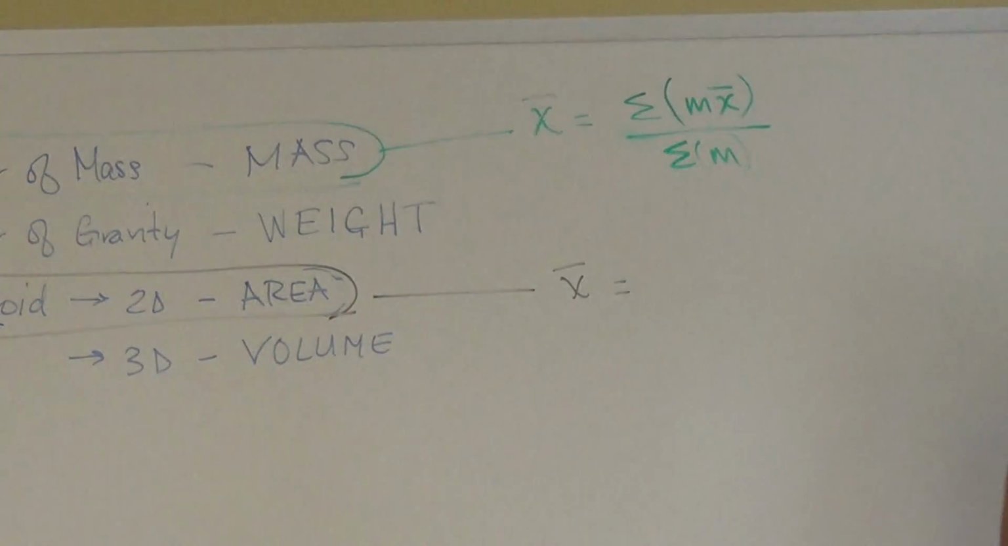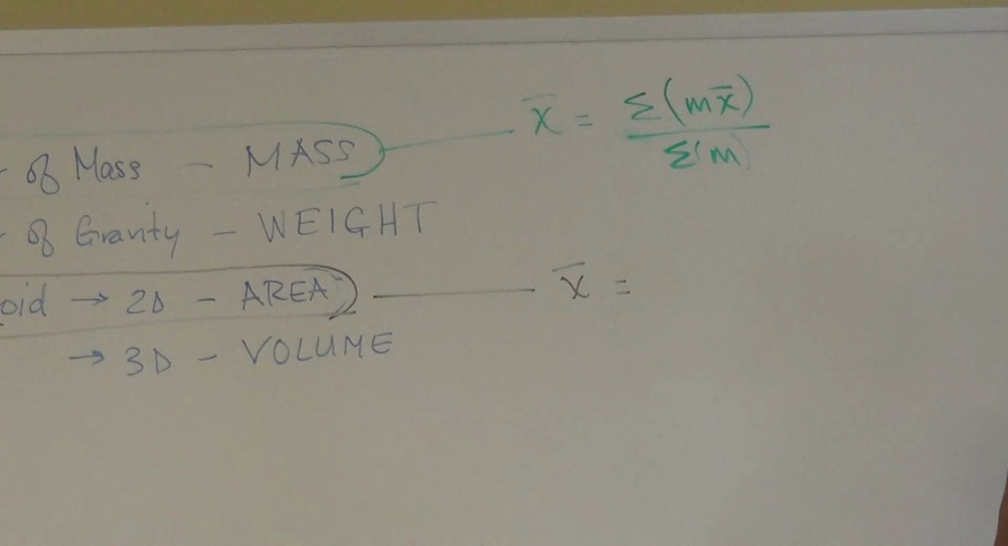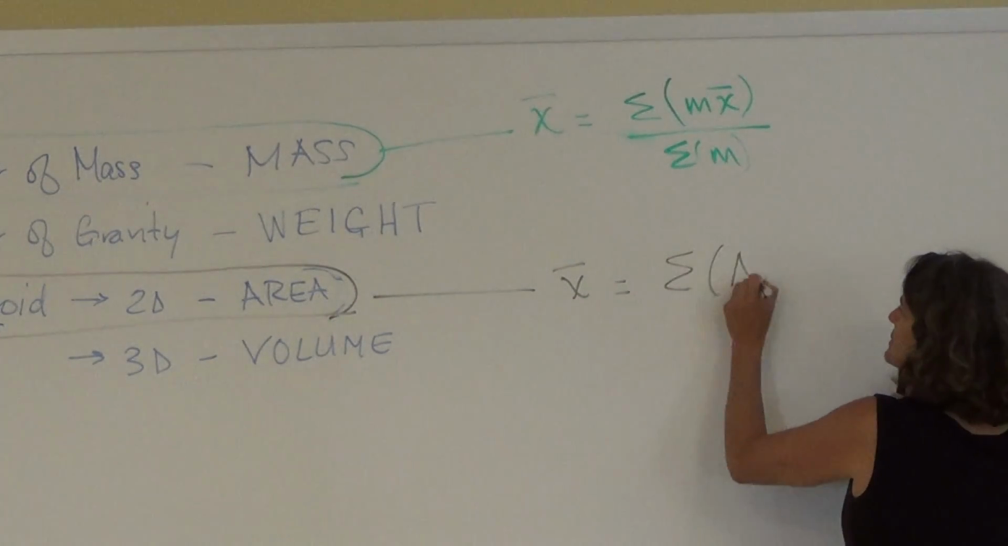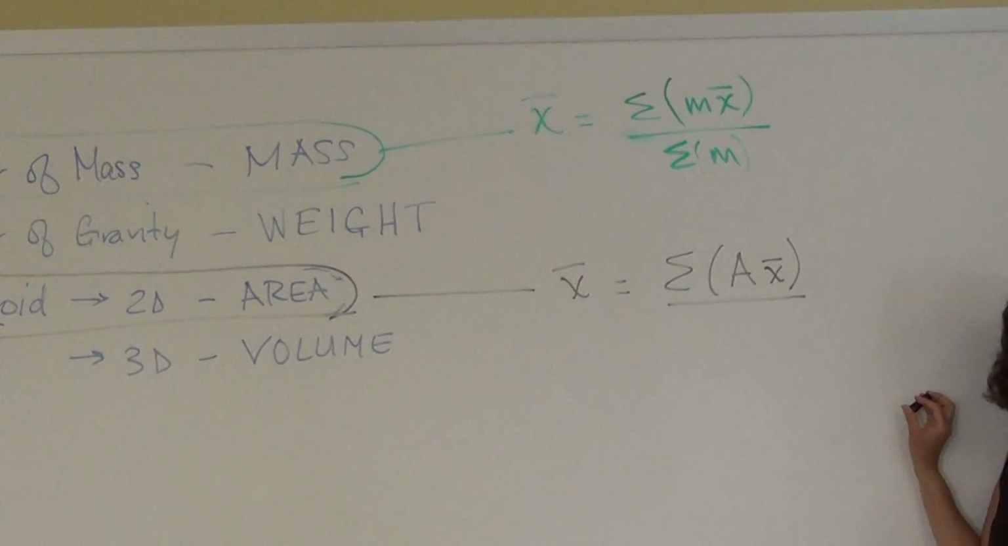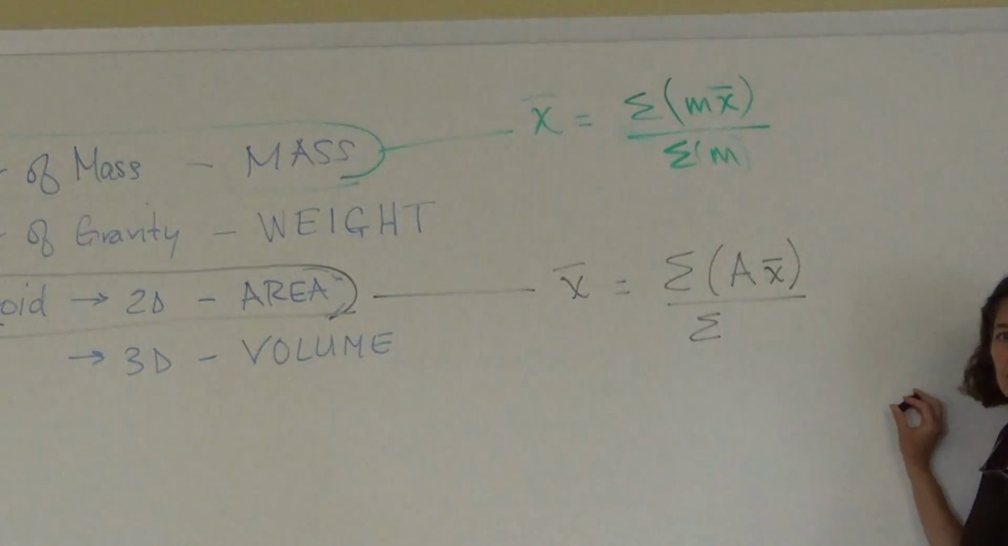So how would I find, Chris L., how would I find the centroid? Area. Sum of the area times the distance, divided by, the distance. Oh, wait. I'm trying to get a distance.